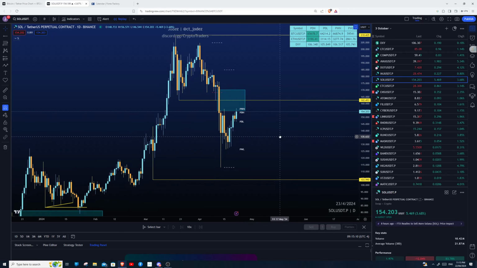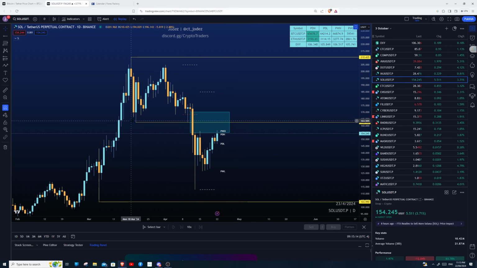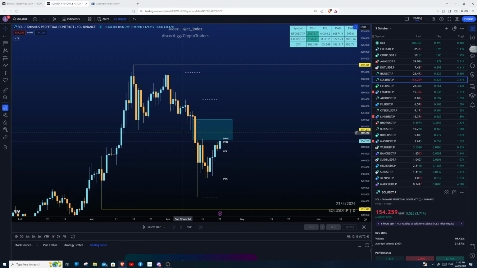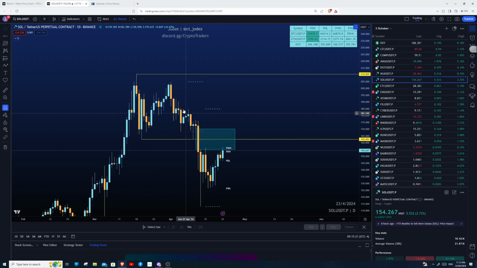And in a way, it's kind of like a deviation setup as well, because it was previously in a trading range, and if it can reclaim above 162, then it's back in its previous range, and it can go all the way back up to the range highs.